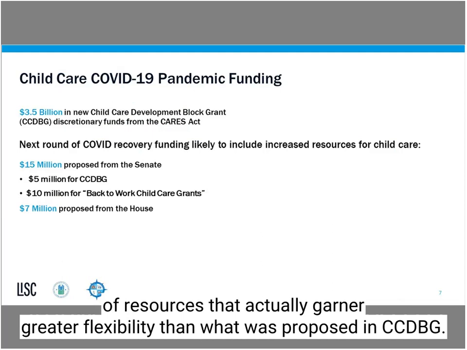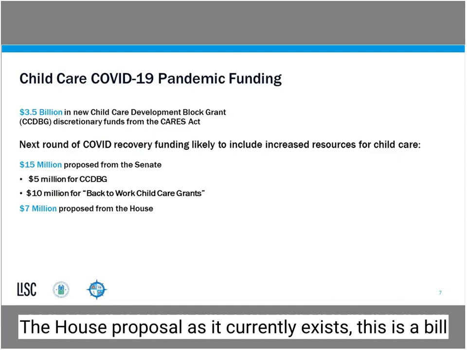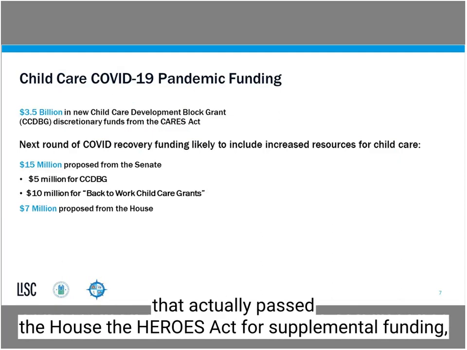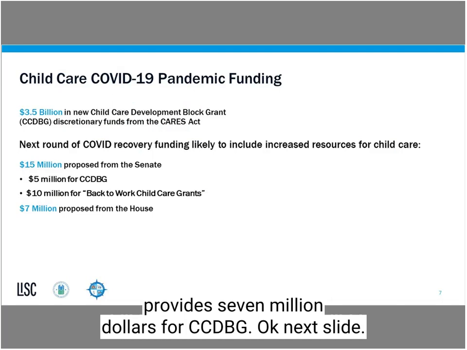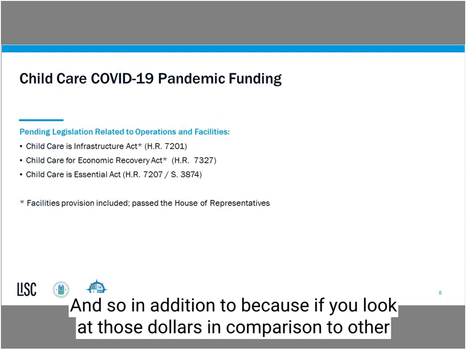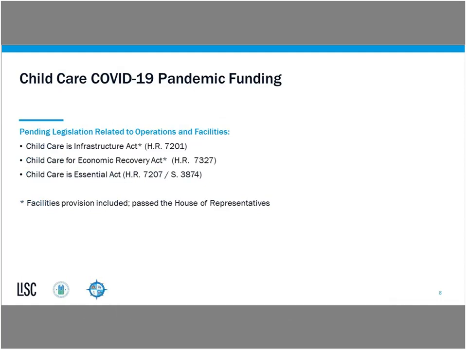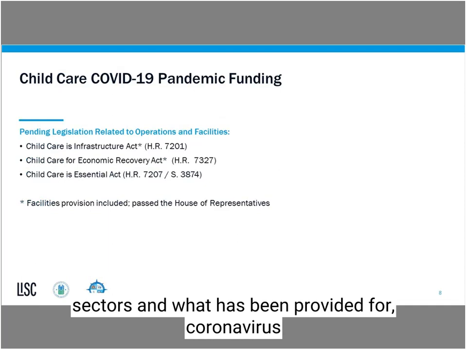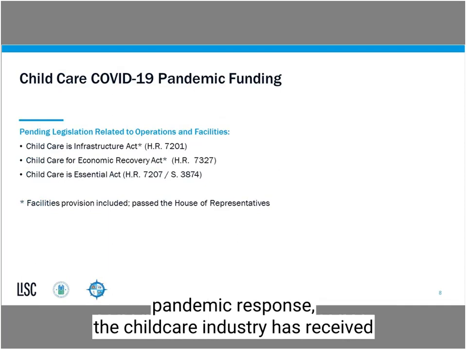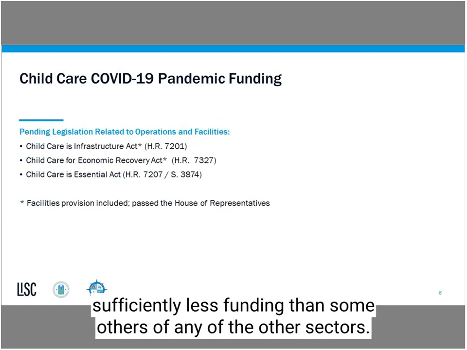The House proposal as it currently exists, a bill that has actually passed the House, the HEROES Act for supplemental funding, provides $7 billion for CCDBG. Okay, next slide. If you look at those dollars in comparison to other sectors and what has been provided for coronavirus pandemic response, the childcare industry has received significantly less funding than some other sectors.